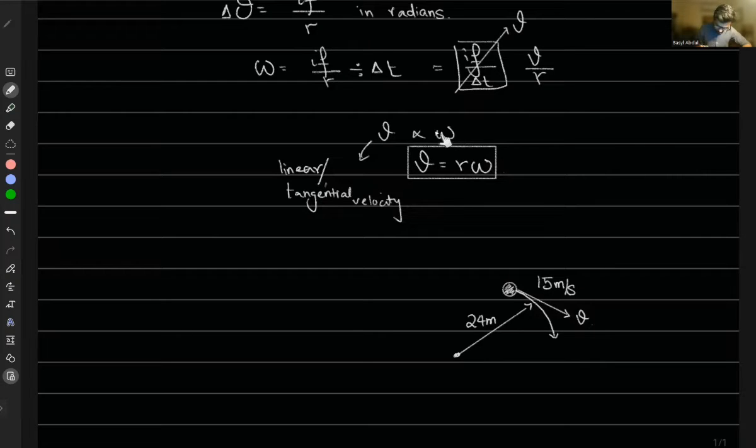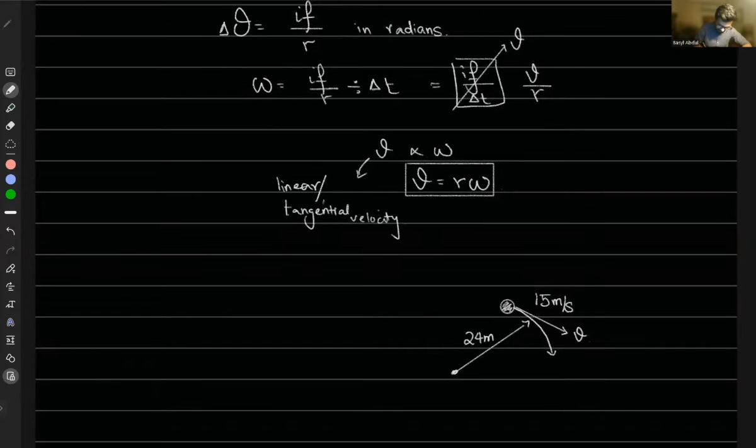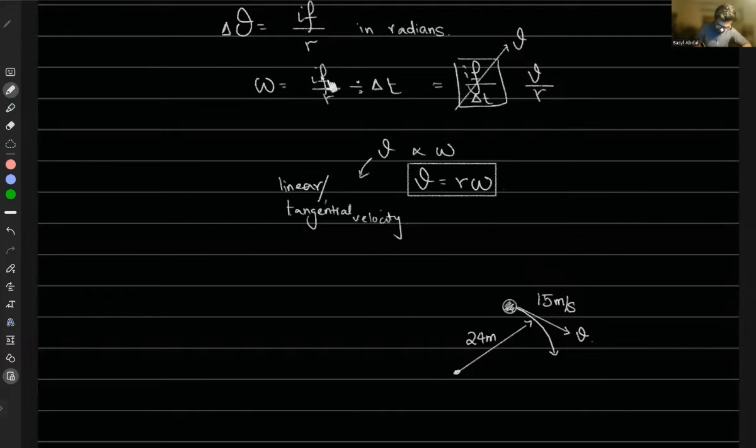Because if we look back at omega, omega is defined as the arc length divided by r, divided by t, right? So the units for omega, or the dimensions of omega, are radians per second, right? So the angle, which is measured as delta theta in radians, divided by seconds, which is the unit for time.